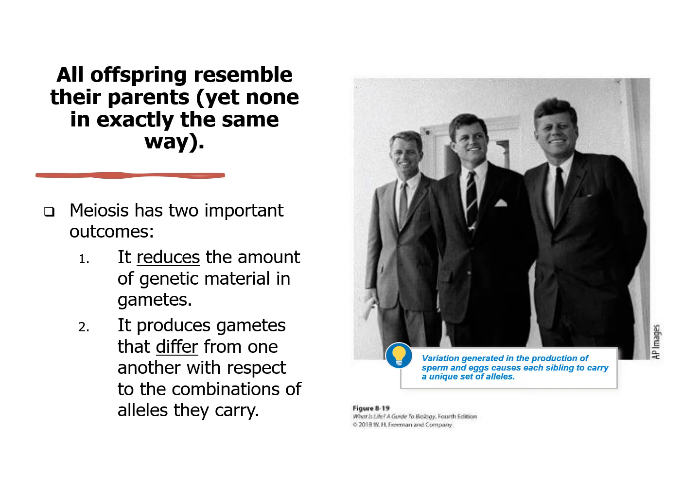So meiosis is going to have two important outcomes. It's going to reduce the amount of genetic material in gametes so that you don't get 92 chromosomes instead of 46. And it's also going to produce gametes that differ from one another with respect to the combinations of alleles that they carry. In general, what that means is you're going to have genetic diversity, which is incredibly important for eukaryotes. We want that genetic variation, especially for organisms that go through sexual reproduction. Genetic variation is one of the biggest advantages to sexual reproduction.